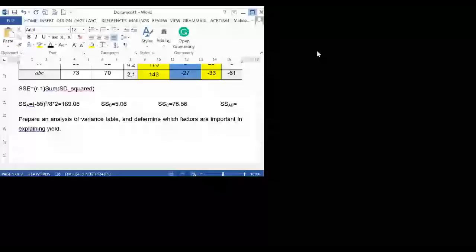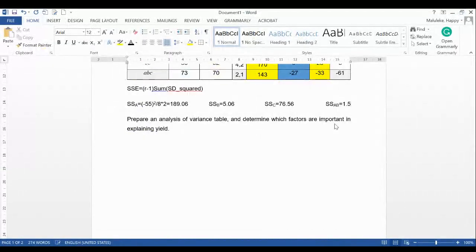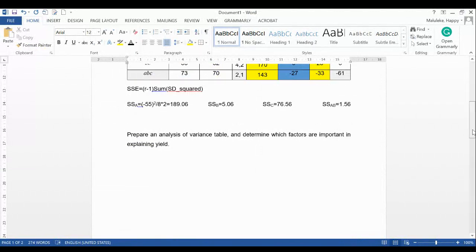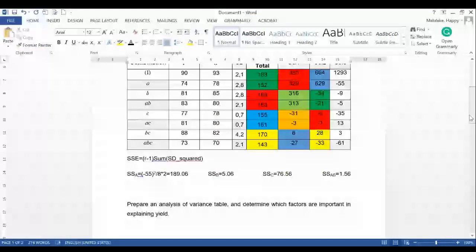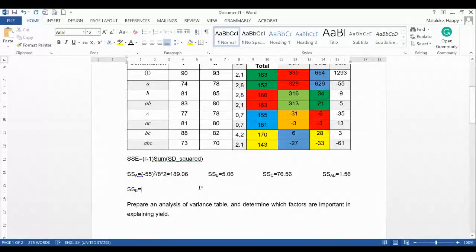1.56. 1.56. 25. So the ANOVA table, you create it, right? You'll construct it. We're almost done. Almost done, guys. We have 4 in the bag. We're left with 3.